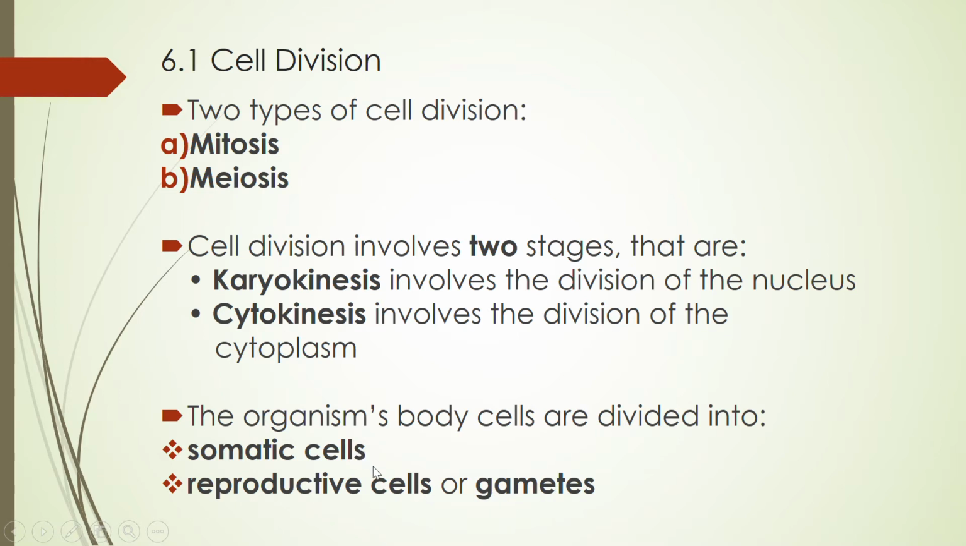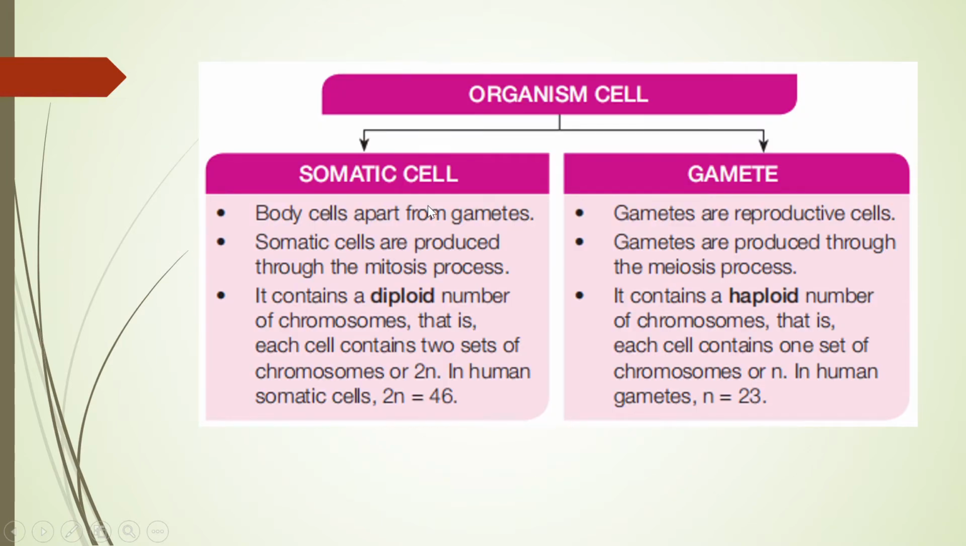So 2 types of cell. Let's look at the comparison. Somatic cells refers to all body cells apart from gametes. Apart from reproductive cells, we call the cell a somatic cell. Somatic cells are produced through the mitosis process, whereas gametes are produced through the meiosis process. Somatic cells contain a diploid number of chromosomes. That means each somatic cell contains 2 sets of chromosomes, or 2N.